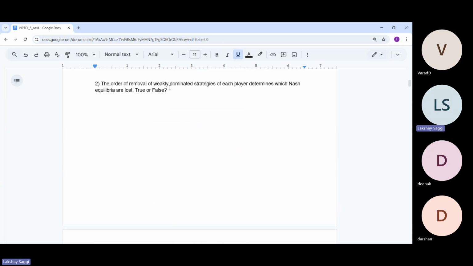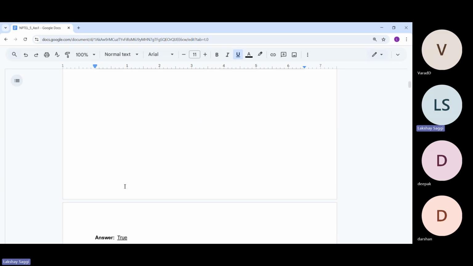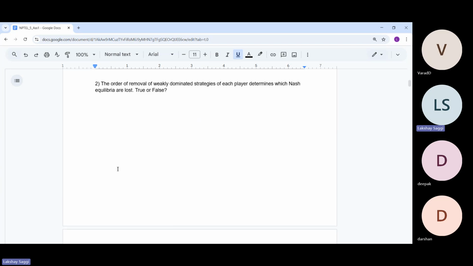The problem asked if the order of removal of weakly dominated strategies determines which Nash equilibria are lost. True or false. So this statement was true because in one case we saw that one Nash equilibrium was lost in case one. Similarly, another Nash equilibrium was lost in case two. So yeah, this statement is true.